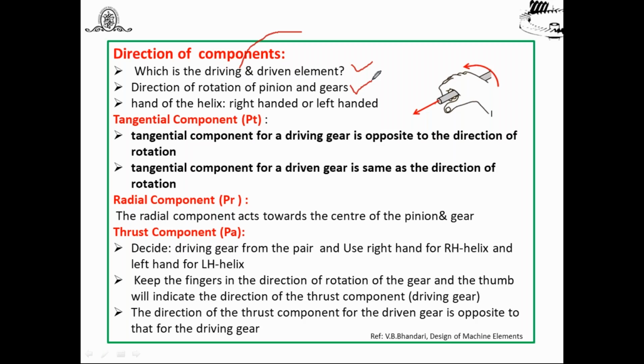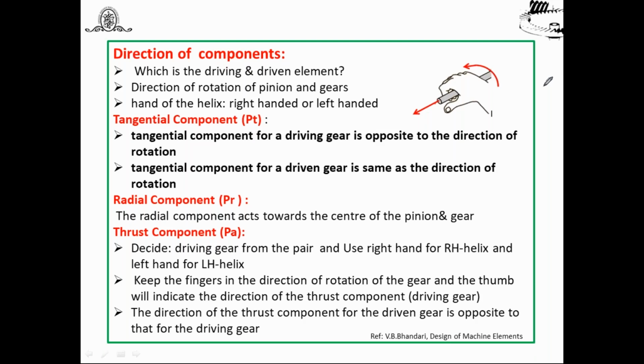Why is this important? Because whether it's clockwise or anti-clockwise decides the direction of the thrust component. And third one, hand of helix, whether right-handed or left-handed. And you know very well, many times we have discussed, to have proper meshing, if the pinion has a right-hand helix, the meshing gear has a left-hand helix. Opposite helix, then there is a gradual engagement. That's why noiseless operation. You know very well those things.